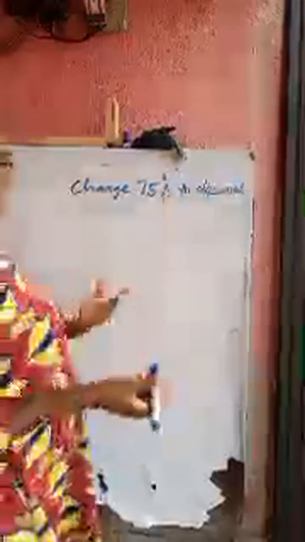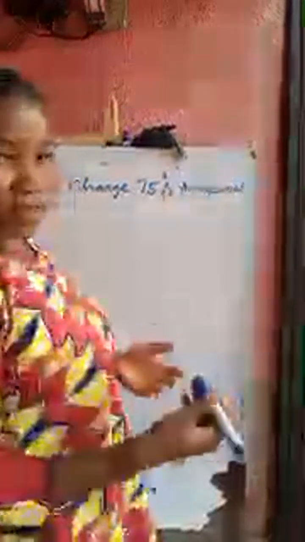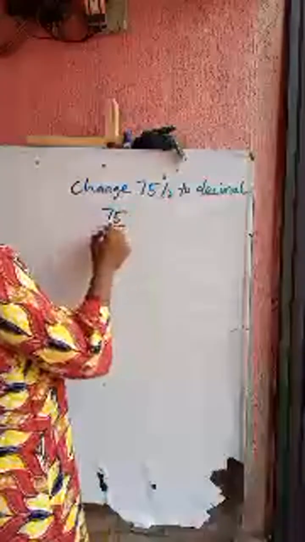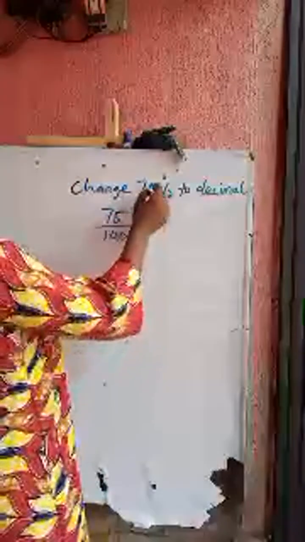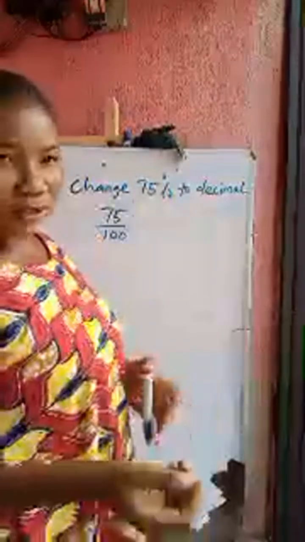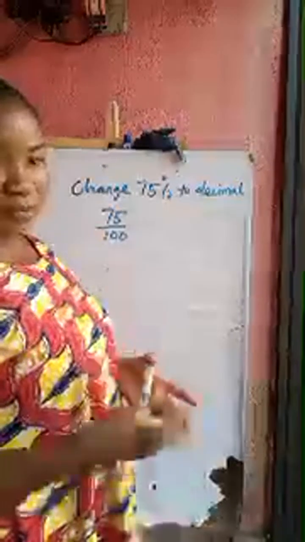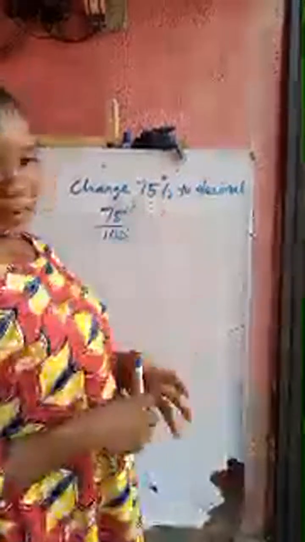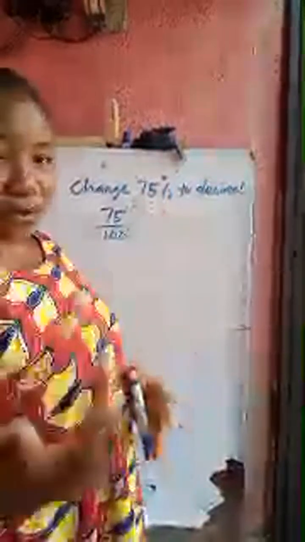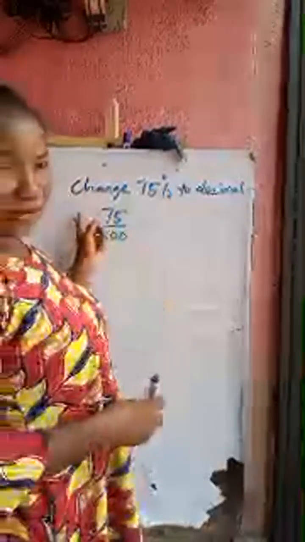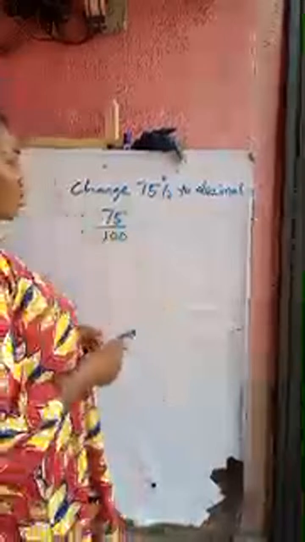Now this is what we do. We say 75 over 100. Whenever we hear the word percent, it means out of 100. So when we see 75%, it means 75 out of 100. And that is why it is written as 75 over 100.